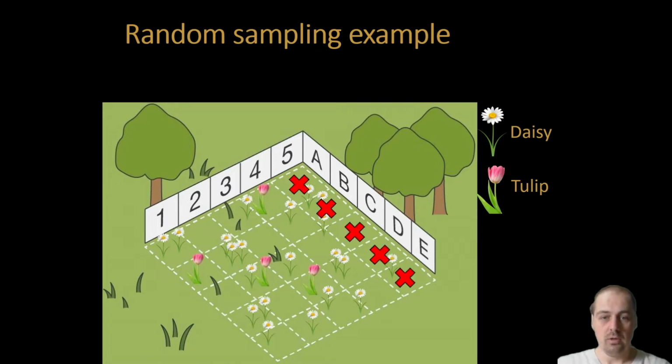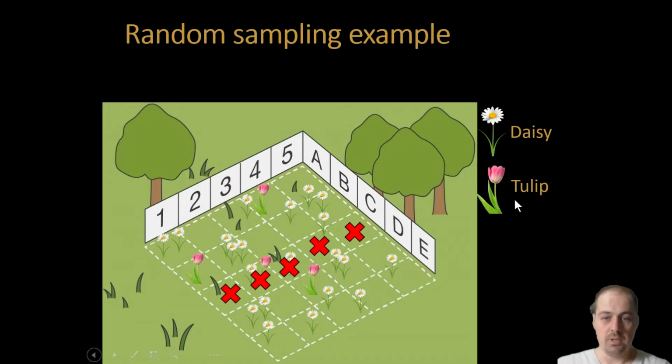So let's say that you happen to choose these 5 quadrants here. The problem with this is that this sample would be biased. What that means is you don't have an equal likelihood of picking both tulips and daisies, the 2 organisms in this population, if you pick these 5 quadrants. So that's one issue that could come up.